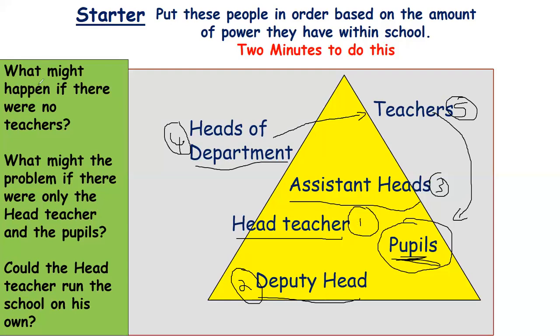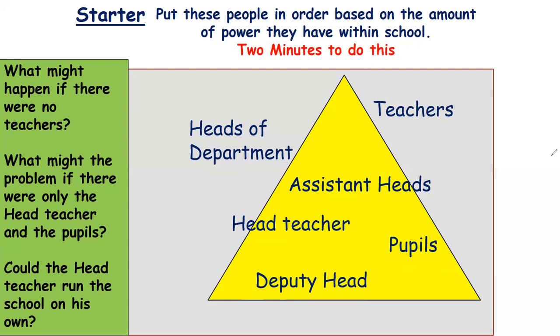Now, a few questions here. What might happen if there were no teachers? Well, it's going to be really difficult for the hierarchy at the top to run the school without teachers to pass on the overall message and the learning. What would happen if there was only the head teacher and the pupils? Well, the pupils would run riot. And could the head teacher run a school on his or her own? Probably not. Okay, but most schools do, you do judge a school based on the hierarchy, and if you have a very good head teacher, the chances are you have a very good school. This is very similar to what things were like in medieval England in 1189.